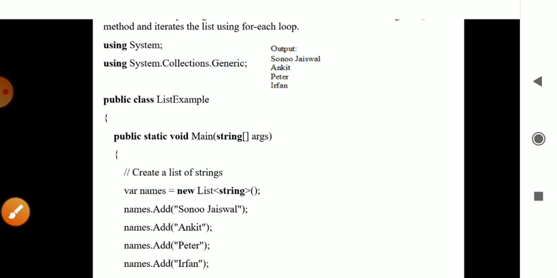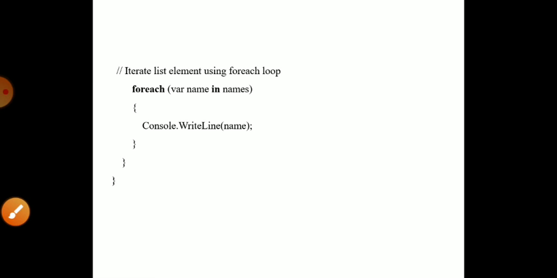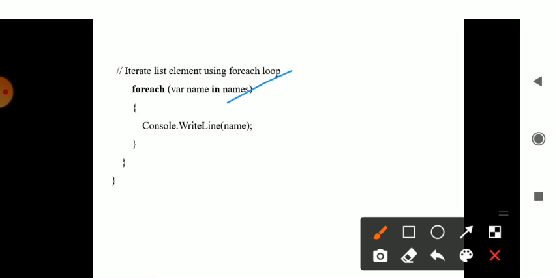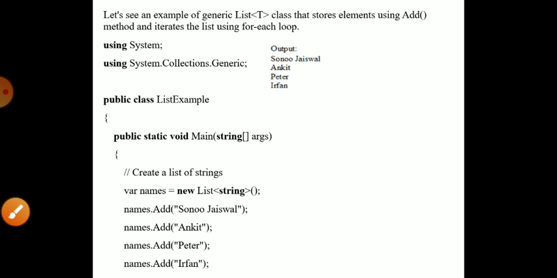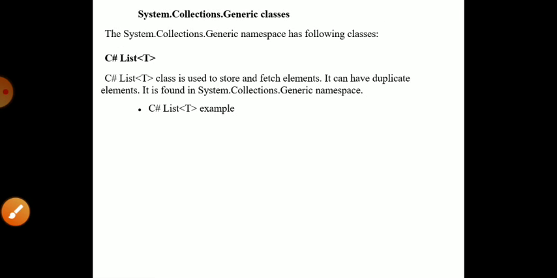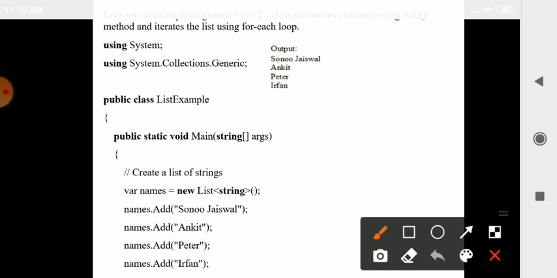And to fetch them and print them on the screen, you use this foreach loop. You consider the variable names which are there in the list, and they will be printed. Okay, so this is the list part, and the output is printed as Sonu Deswal, Jaiswal, Ankit, Peter and Irfan. If I repeat a name once again, that also will be added. It means it can even take duplicates.